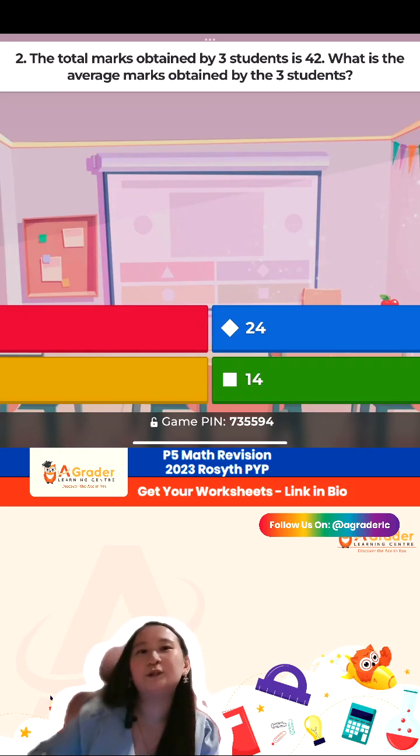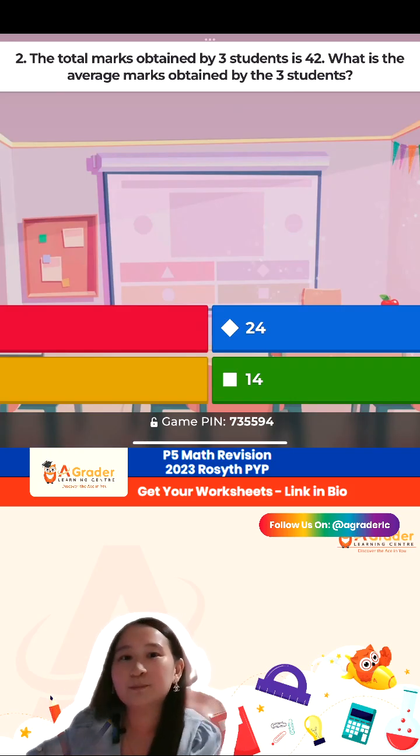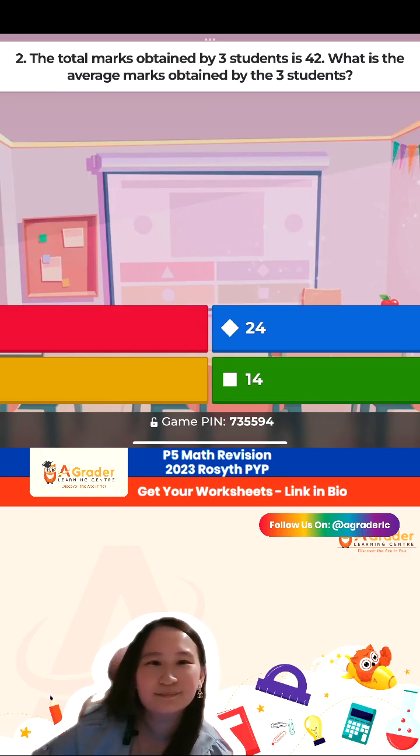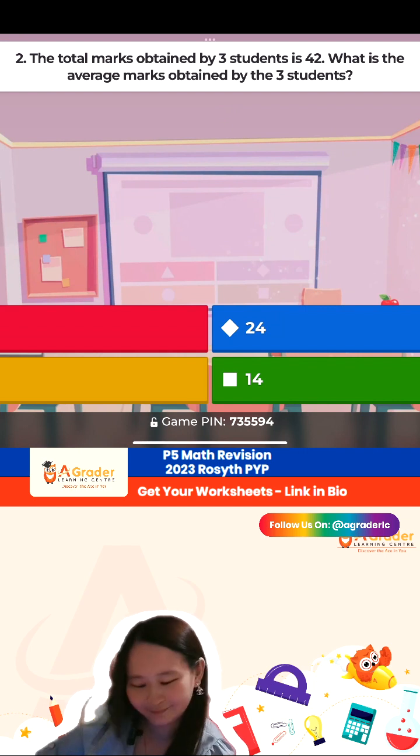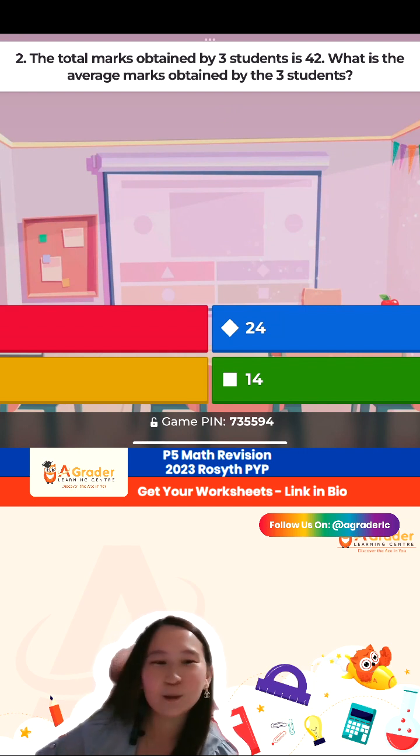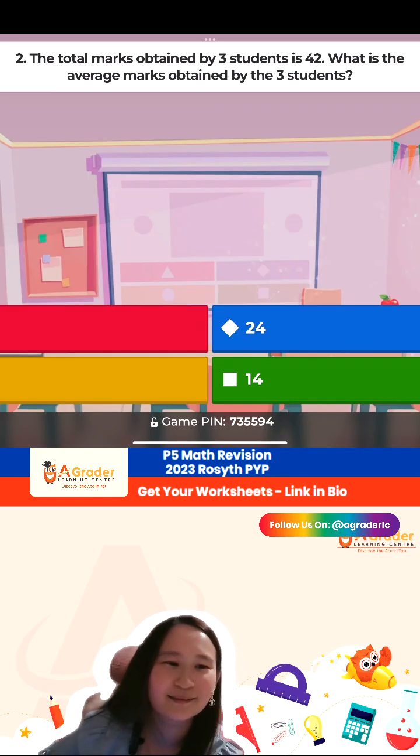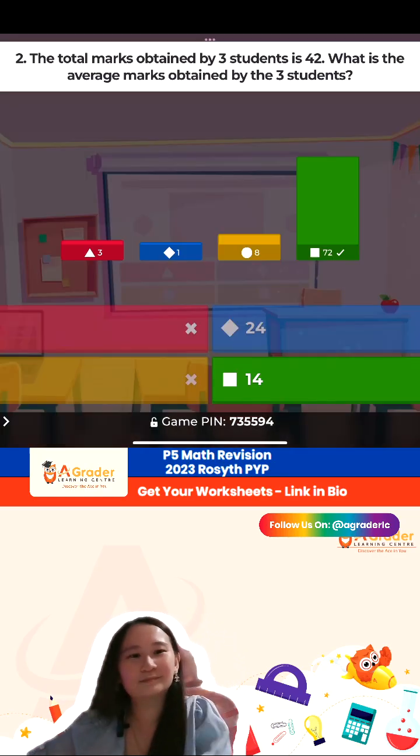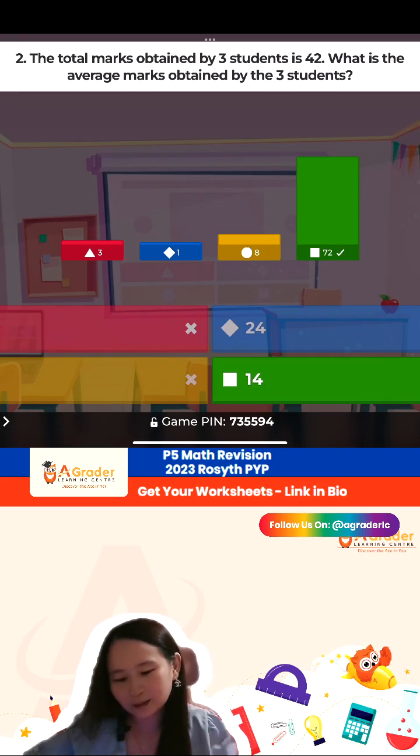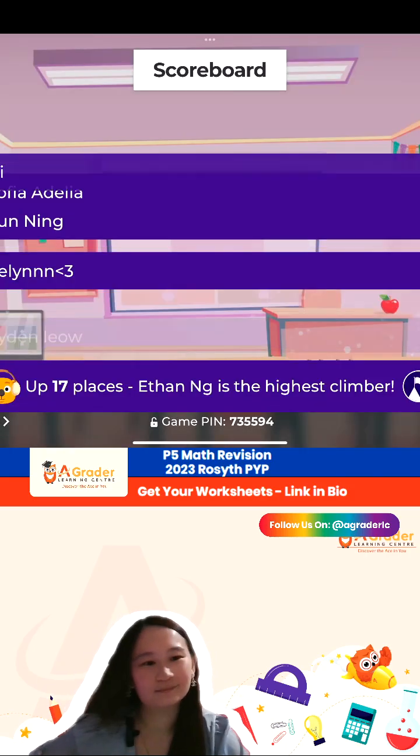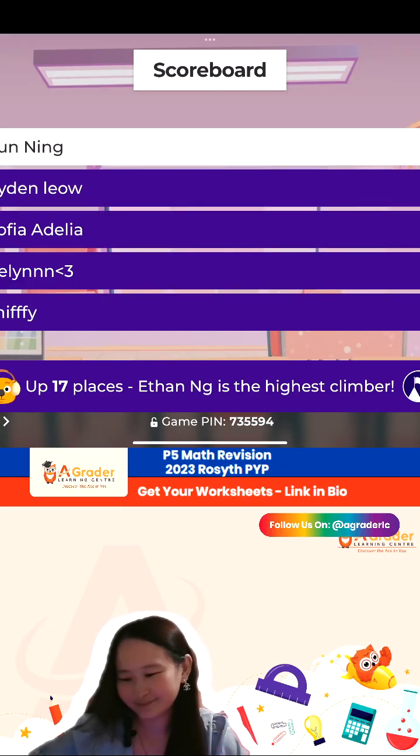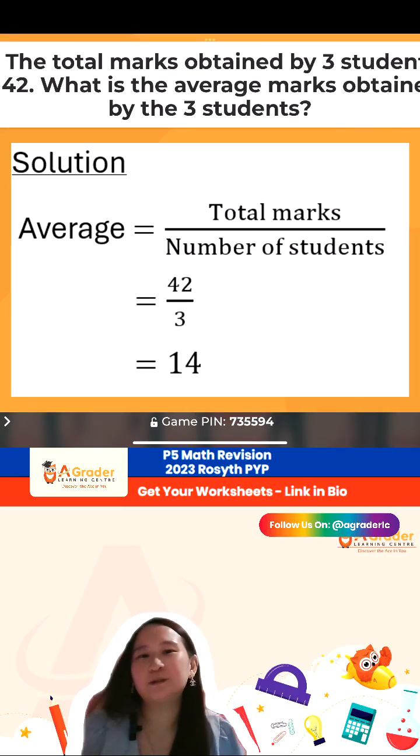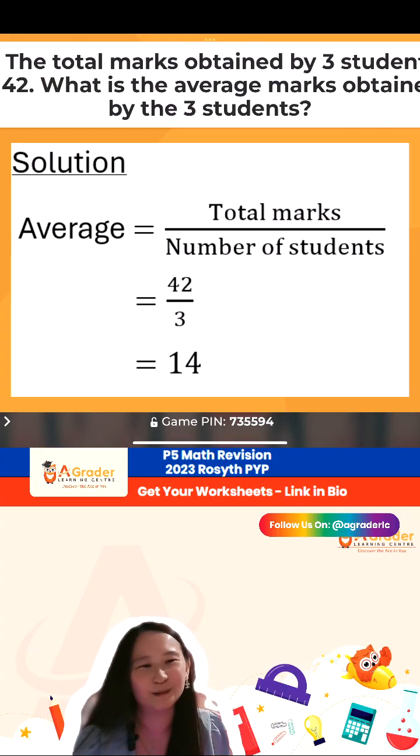The total marks obtained by 3 students is 42. What is the average marks obtained by the 3 students? Don't type out the answer. Okay, so average is you take total marks divided by the number of students. Yeah, this question is quite easy, right?